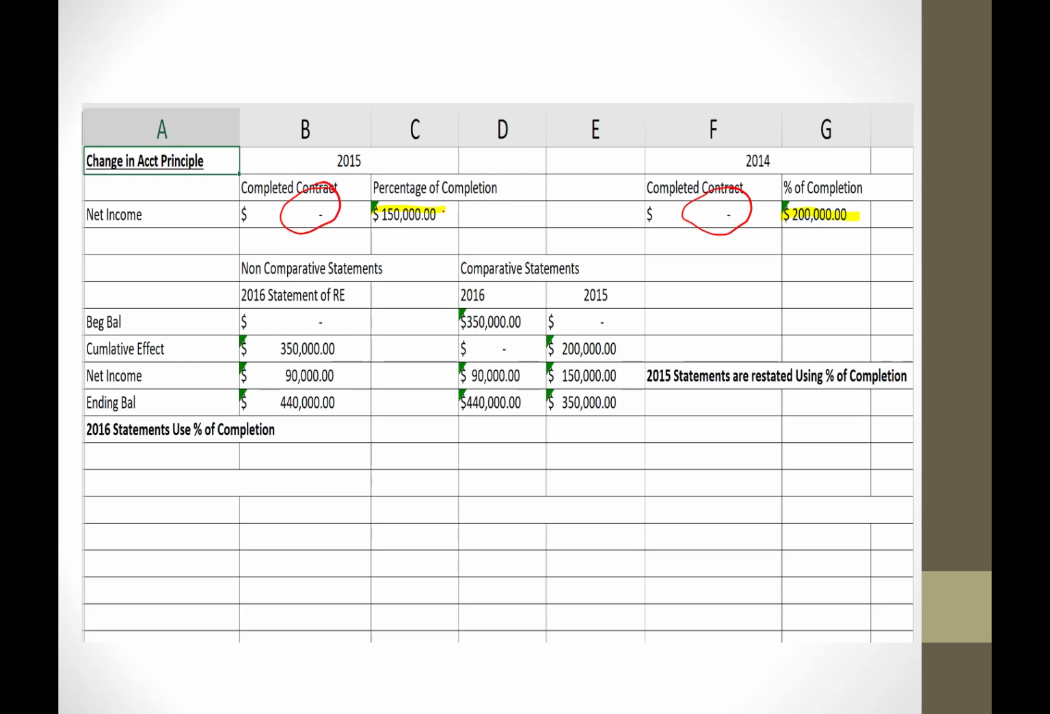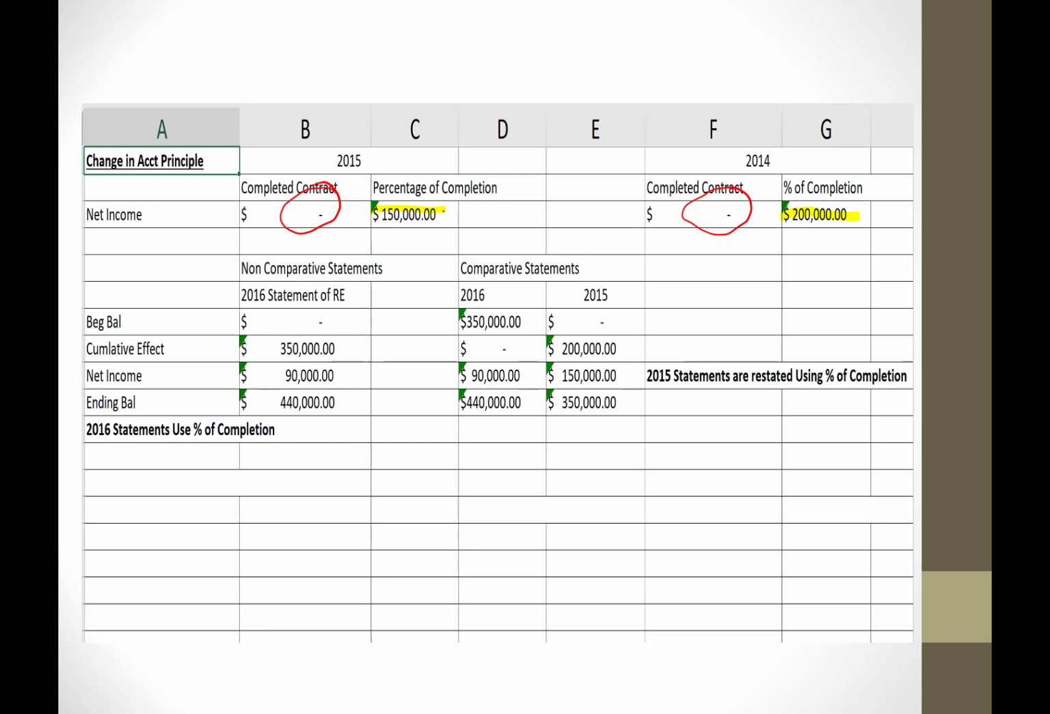We make the cumulative effect adjustment to the beginning balance, which is what? Just the 200,000, because the only year prior to 2015 was 2014. So we go ahead and make that cumulative effect adjustment, 200,000. Our net income in 2015 is going to be 150,000 because we would have used percentage of completion to restate our 2015 statements.